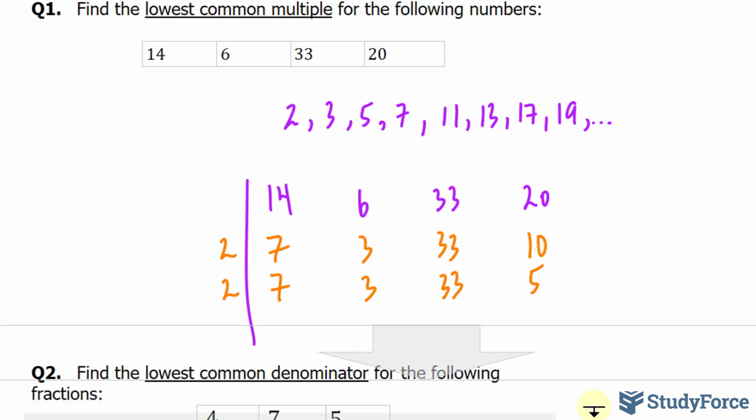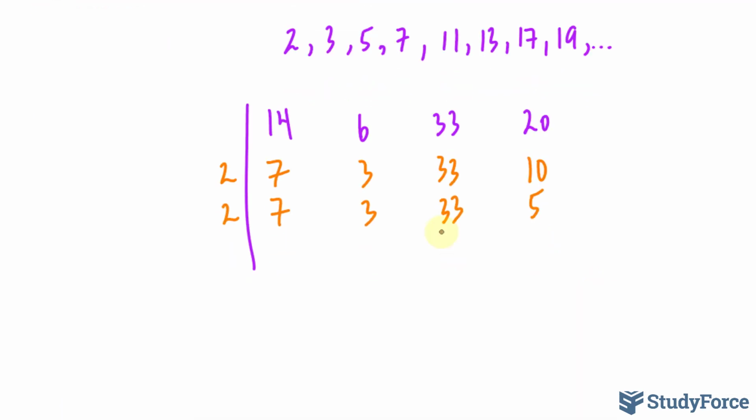Let's continue this process. What is the lowest prime number that divides any of these 4? And this time it's 3. 3 does not divide 7, so rewrite it. 3 divides 3 once, and once you reach a column of 1s, you can ignore that column moving forward. 3 divides 33 11 times, and 5 is not divisible by 3, so repeat it. What is the lowest prime number that divides any of the remaining 3 numbers? It should be 5. So I'll just extend this line down.